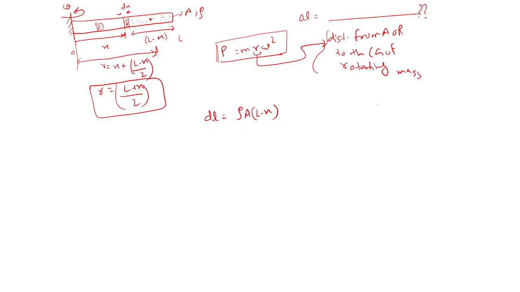Who would be pulling? This much mass is pulling for this, and for this outer part, no one is pulling. That's why we are integrating from here to here. So the mass came from here, and R would be L plus x by 2, and omega is constant, and this is the dl. So in order to get the delta L, we will simply integrate from where to where? What would be the limit here?